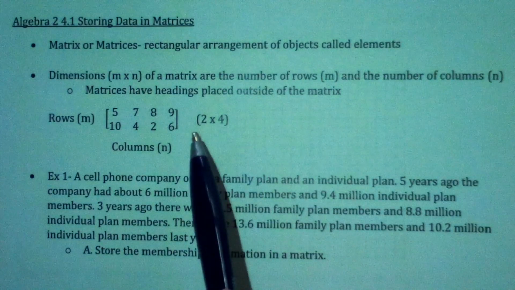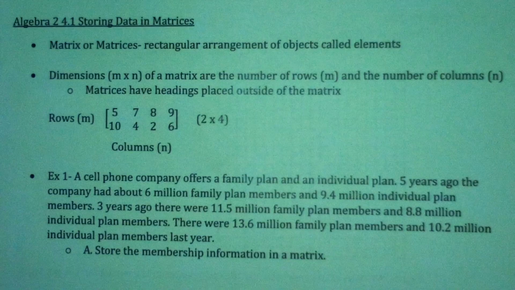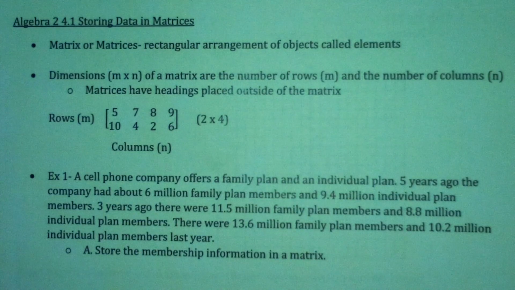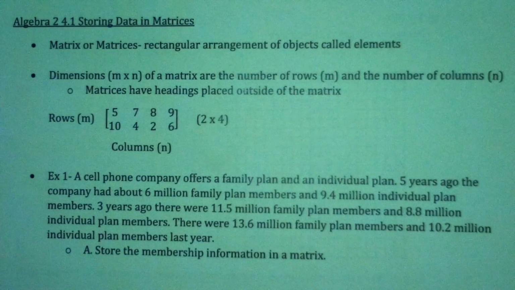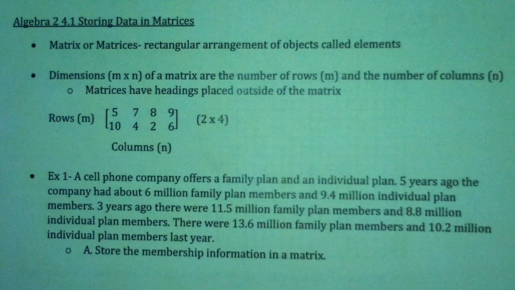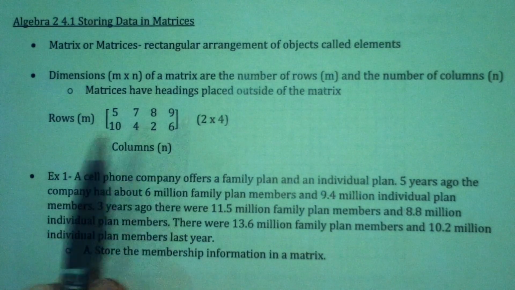That's going to be important when we get to some later stuff, because when you add, the dimensions have to be the same, and when you multiply, there's a special rule with the dimensions too. So it's good to know where those numbers come from. Again, the rows is the first number, and the columns is the second number for your dimensions.